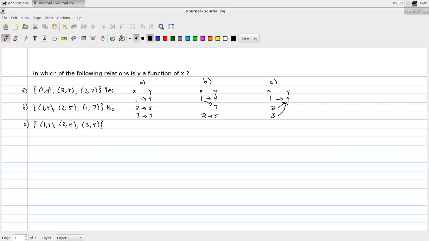Now in this case, there is a y value that has more than one x, but that is not a problem. Here, x equals 1 only has one y value, x equals 2 only has one y value, and x equals 3 only has one y value. So each x only has one y, so this is also a function.